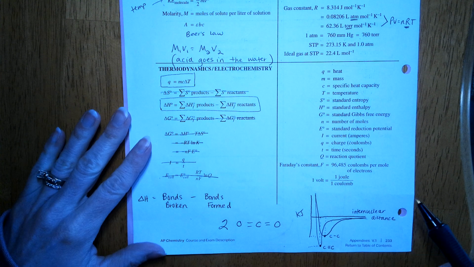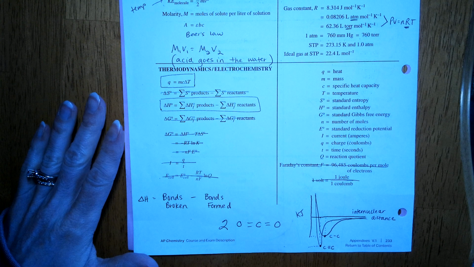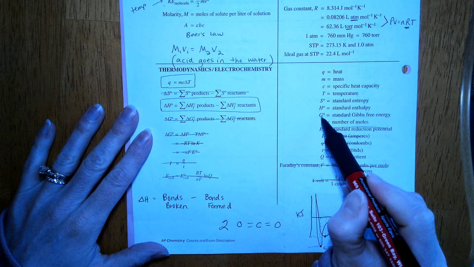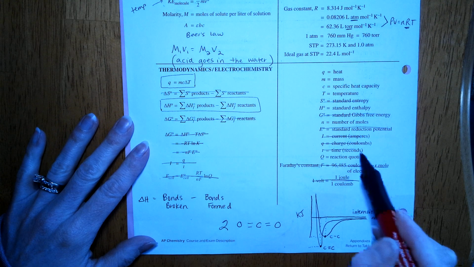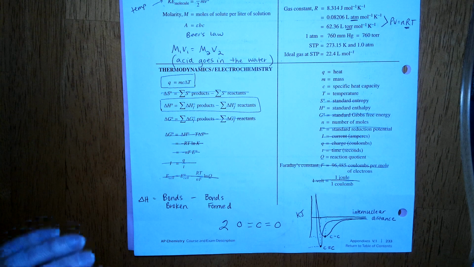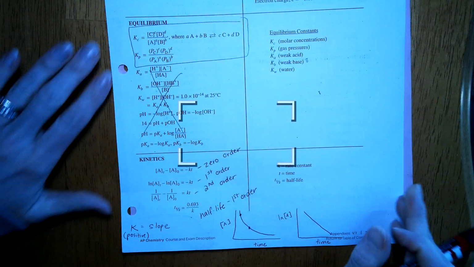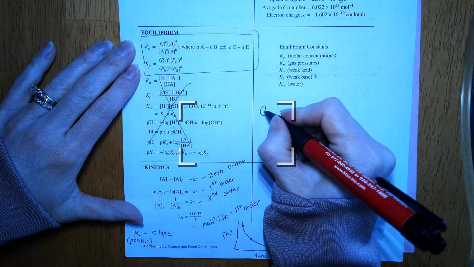And so a lot of these you won't need, like current. You won't use G, you won't use S. Oh my gosh, Q, the reaction quotient. This maybe just sparked my memory too. When you do equilibrium, Q looks just like K.